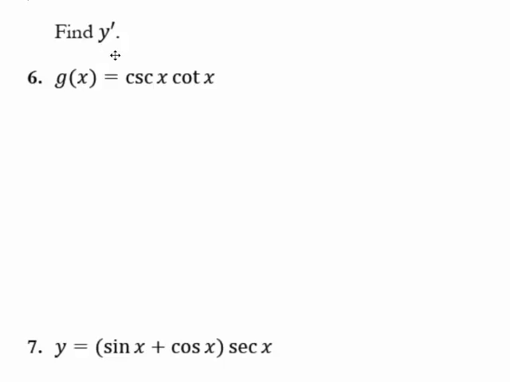Some additional examples with trig functions use product rule or quotient rule, or maybe you want to simplify before you do that. For example, cosecant times cotangent as it stands would need the product rule, f times g, product.